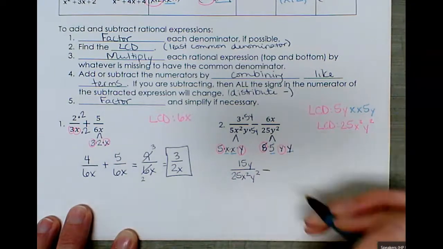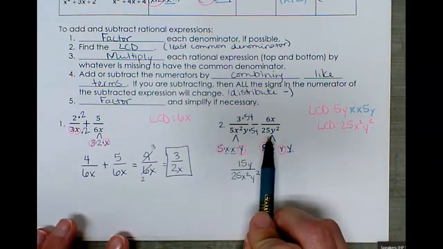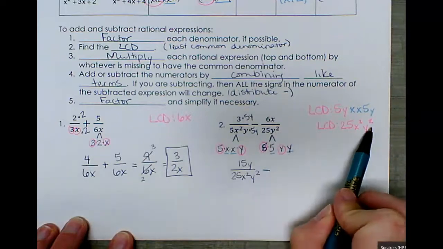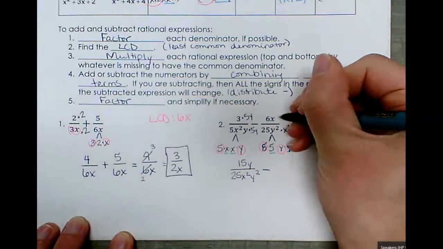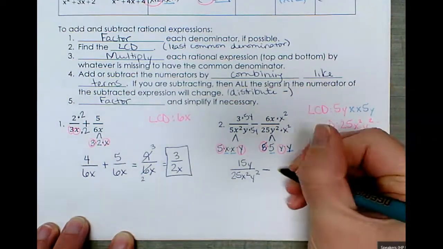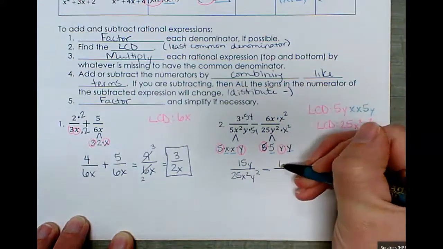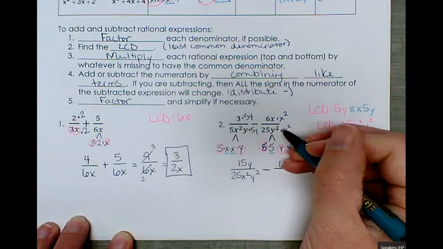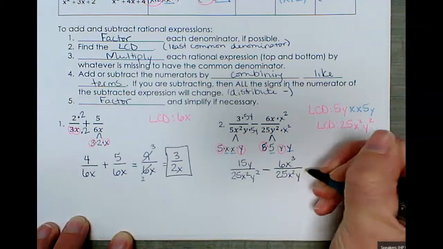Minus, onto my second fraction. My second fraction, the denominator is 25, which is good. It has a y squared, which is good, but it's missing the x squared. So I'm going to multiply bottom and top by x squared, because it needs that x squared in the bottom. So 6x times x squared is 6x cubed. And then 25y squared times x squared is that common denominator, my least common denominator.